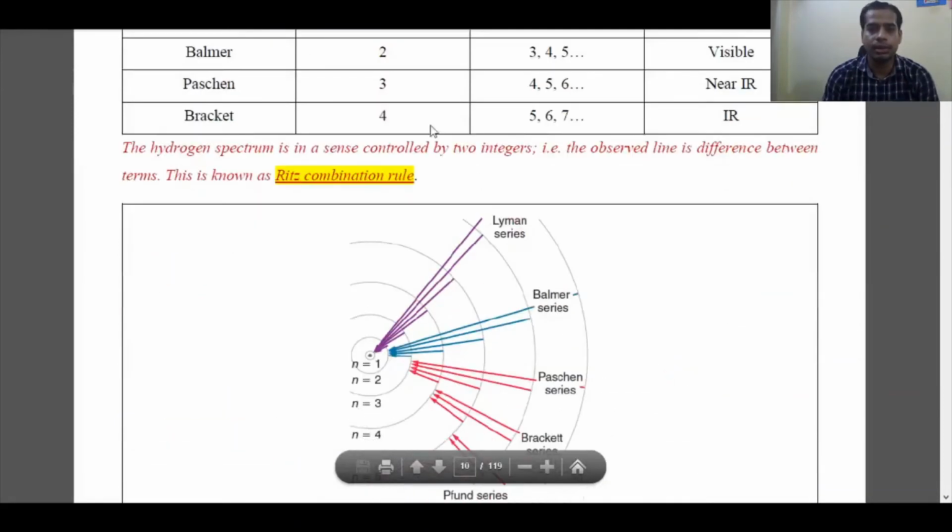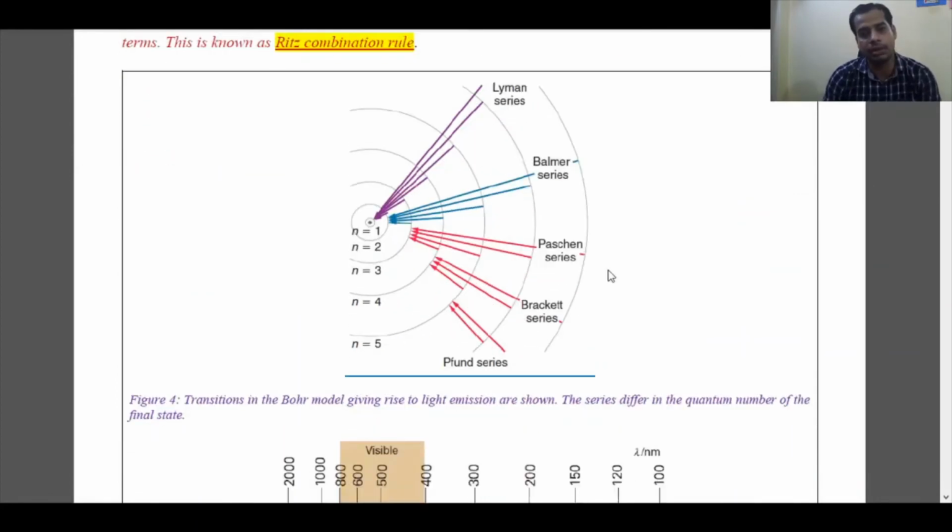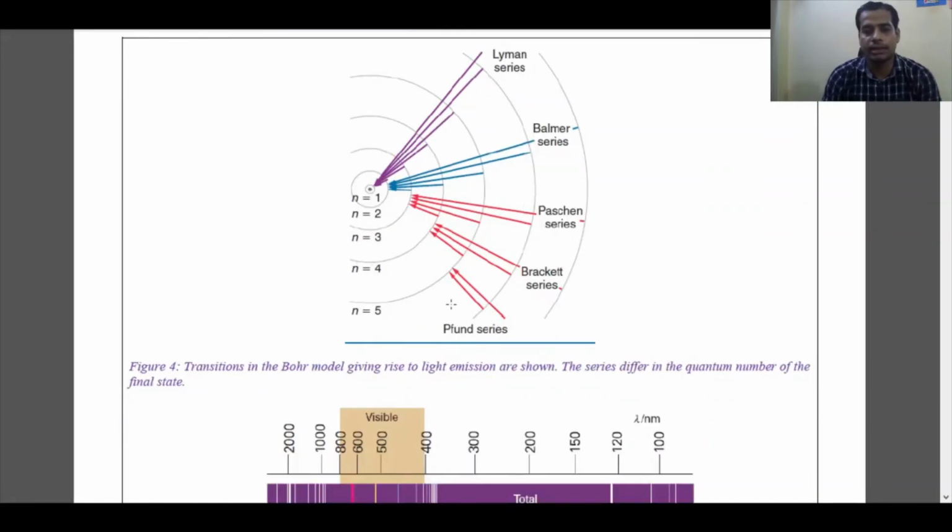So if we represent all these things in a pictorial form, in a graphical form, so here this is Lyman series. For Lyman series, the initial state is 2, 3, 4, and final state is 1. Similarly, Balmer series, initial state is 3, 4, 5, and goes like that, but the final state is n equal to 2. Similarly, for Paschen series, the initial state is 4, 5, 6, and the final state is n equal to 3. Similarly, Brackett series, the initial states are 5, 6, 7 like that, and final state is n equal to 4, and like that it continues.